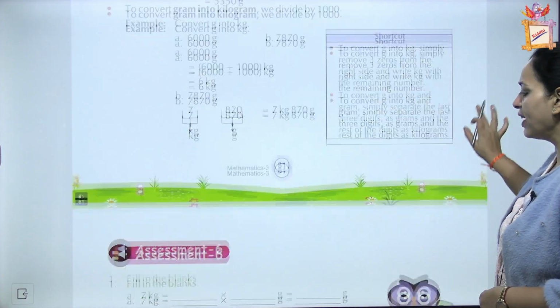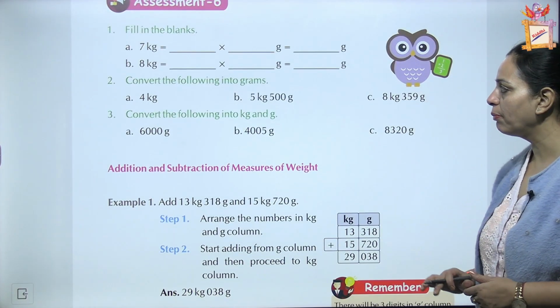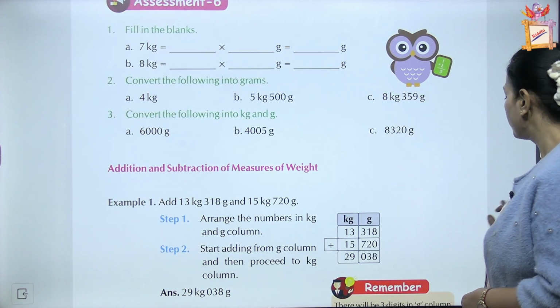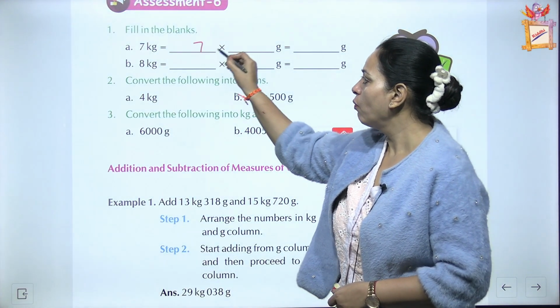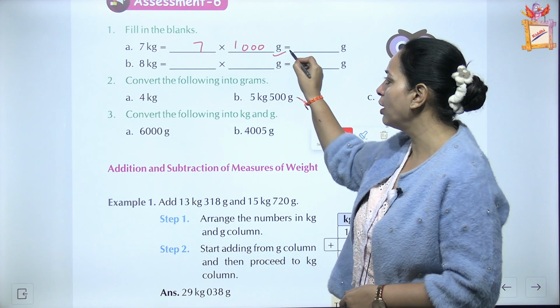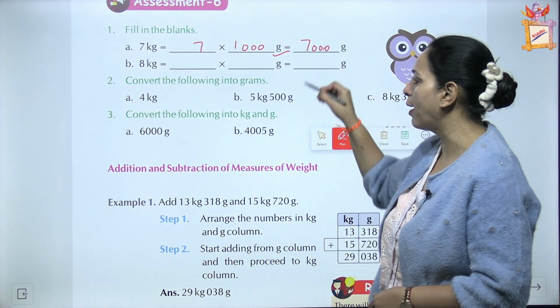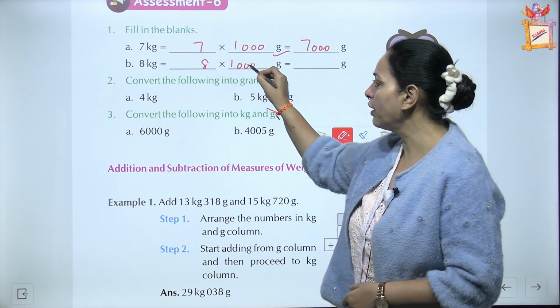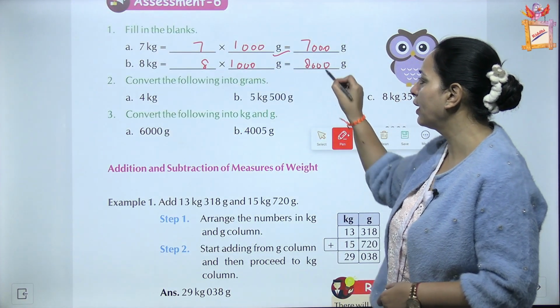Now assessment 6 here. The first one, filling the blanks, A part 7 kg. So what to do? 7 multiply by 1000. It becomes 7000 gram. 8 kg. 8 multiply by 1000 gram, 8000 gram.